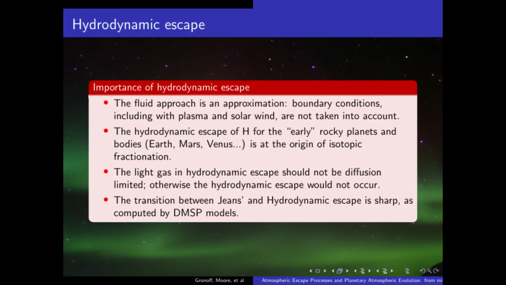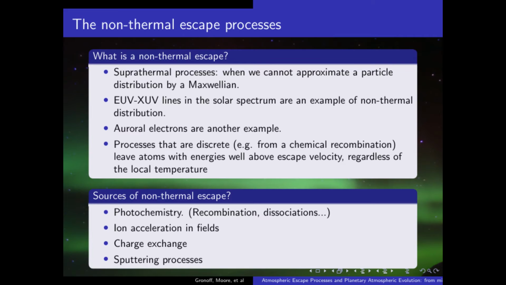Hydrodynamic escape was extremely important for the early solar system. The early rocky planets like Earth, Mars, and Venus had hydrodynamic escape, and we believe that it is at the origin of most of the isotopic fractionation of the planet. Other processes led to more fractionation later, but in the origin, that is a big one. Thermal escape, we have seen, is very important for the early solar system, and is still a very important process right now for light species.